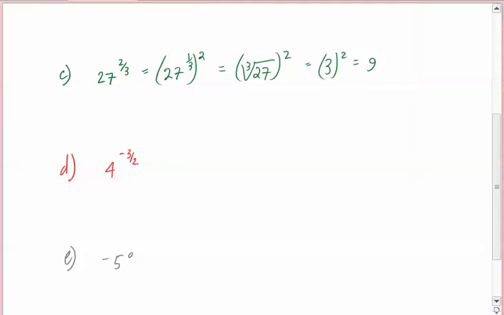Okay, now what in the world do we do if we see a negative? Now, you're going to need to remember that a negative exponent means that the base, right, this is the base. This is the base. I'm going to write base right there.